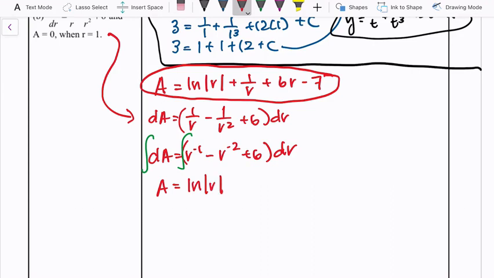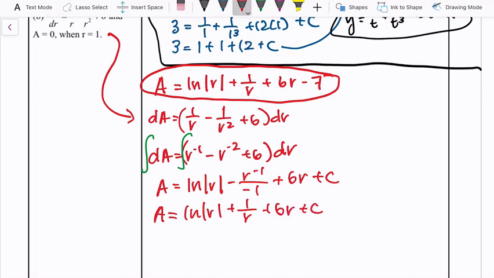Okay, for this next part, let's add 1 to our exponent, so r to the negative first. We're going to divide by that exponent. I'm going to give that 6 and r, and then we need to add a plus c. Okay, so cleaning this up, this is just going to become 1 over r plus 6r plus c. Okay, now that I have all this information, we can use our initial conditions that we are given.